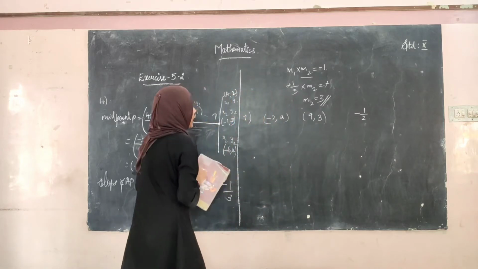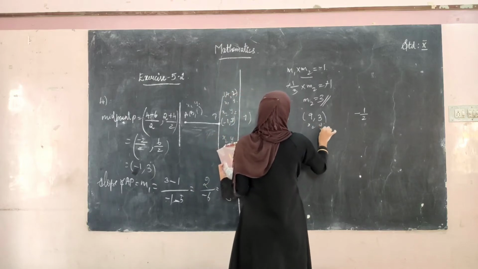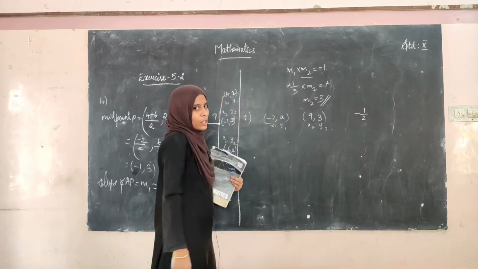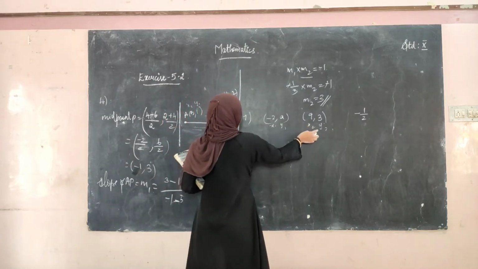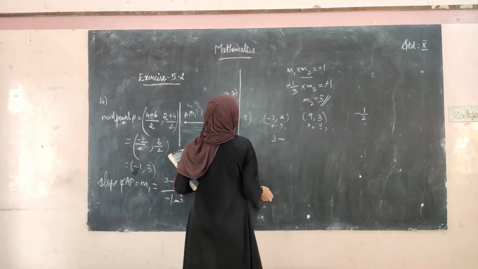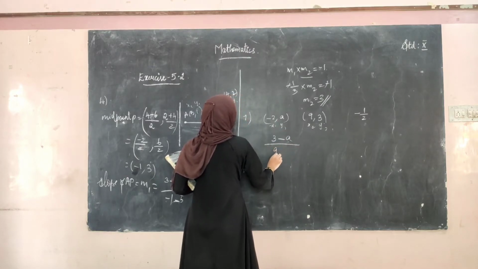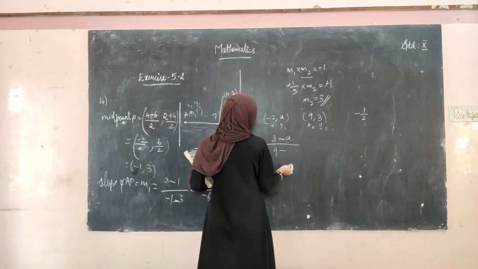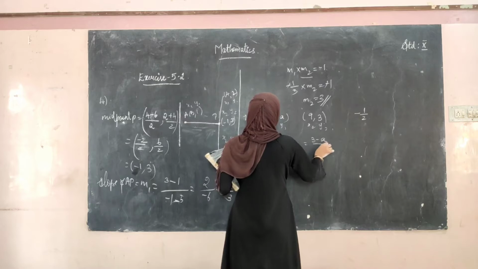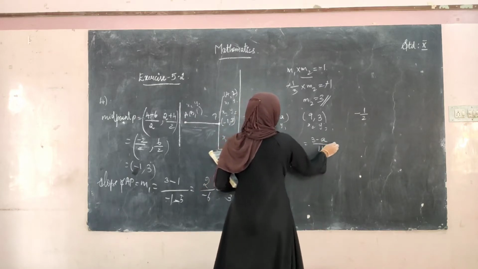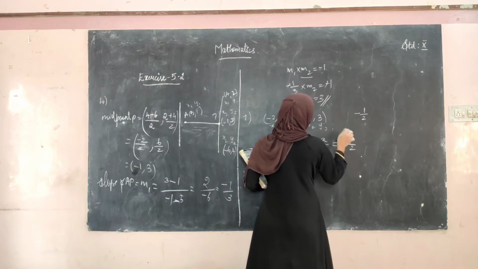Okay, so let us take this as x1, y1, x2, y2. We know how to find the slope: y2 minus y1 divided by x2 minus x1. So substitute it. y2 is here 3, minus what is y1? a, divided by what is x2? It is 9, minus what is x1? It is minus 2. So minus of minus 2 is plus 2, which is equal to (3 minus a) divided by 11, which is equal to what they have given in the question. Slope is equal to minus 1 by 2.